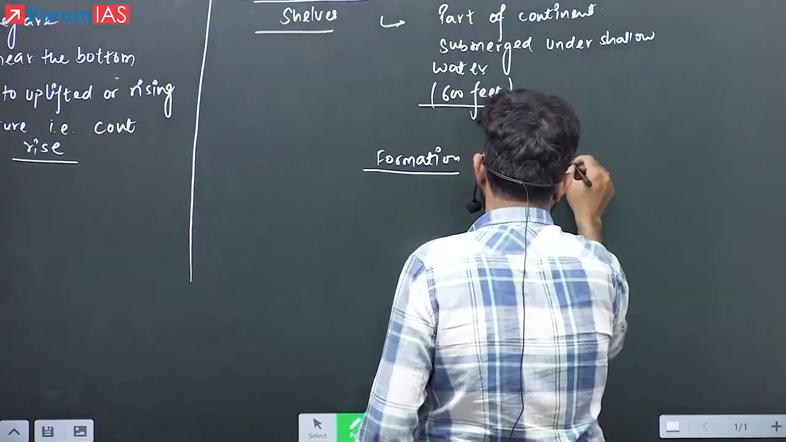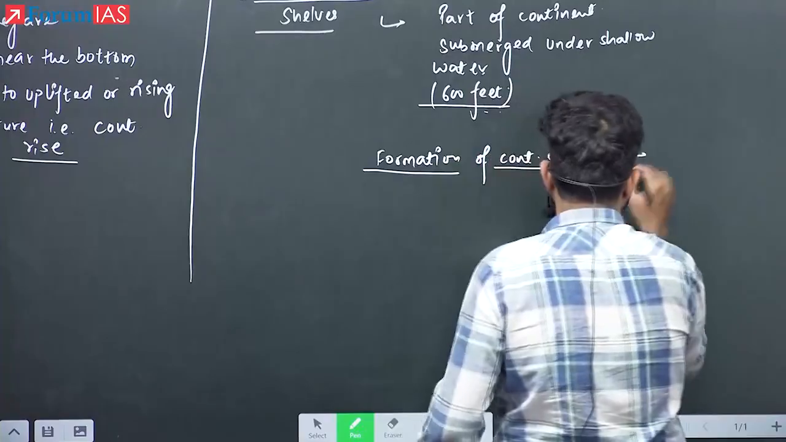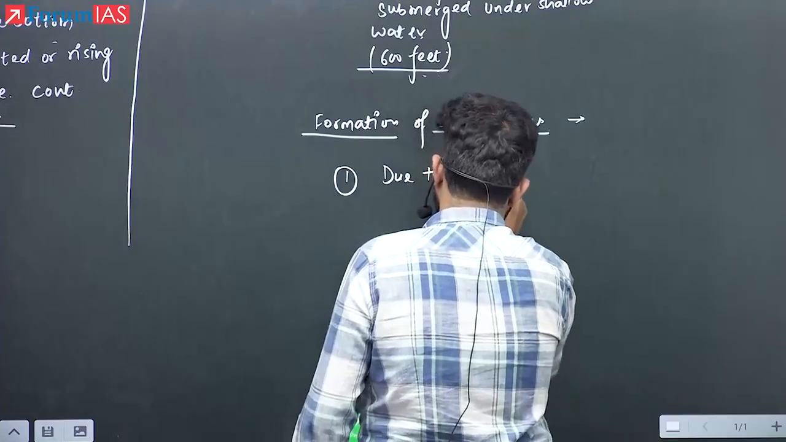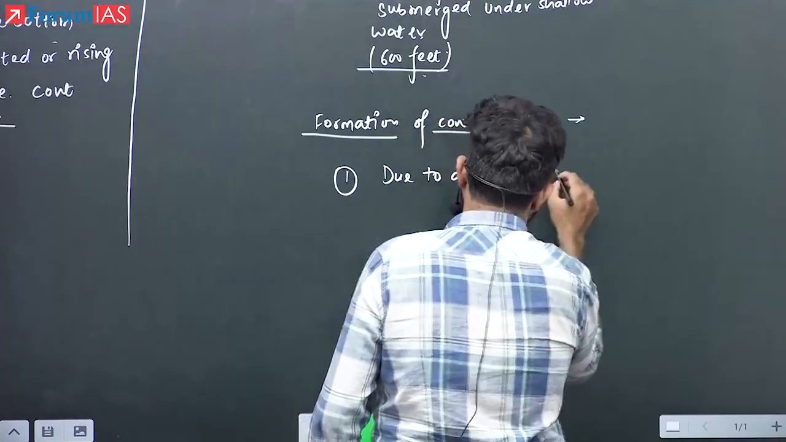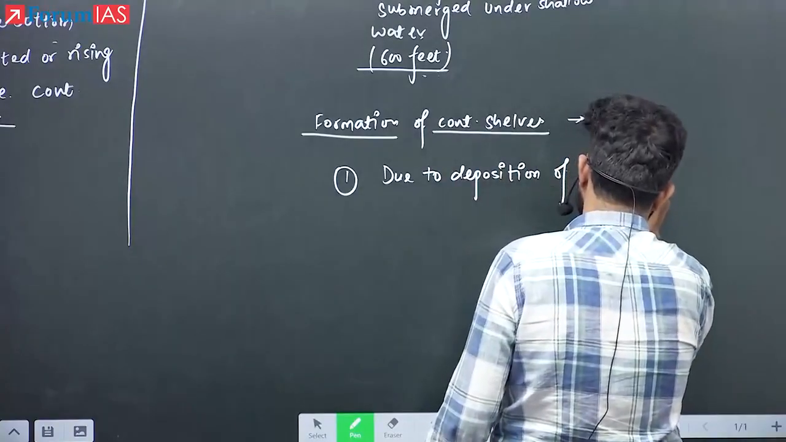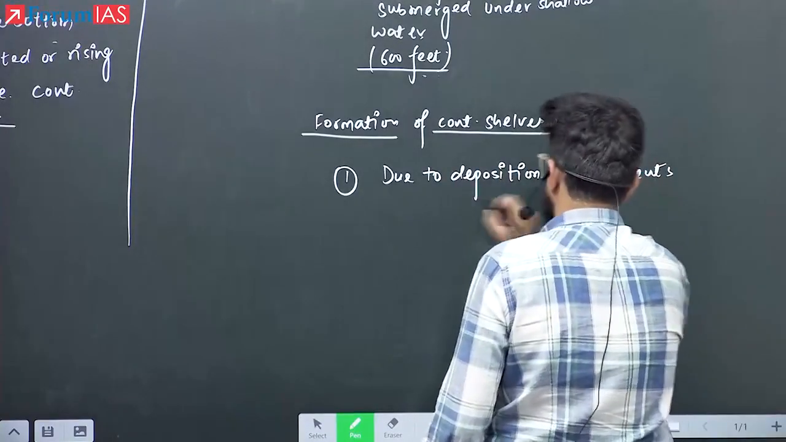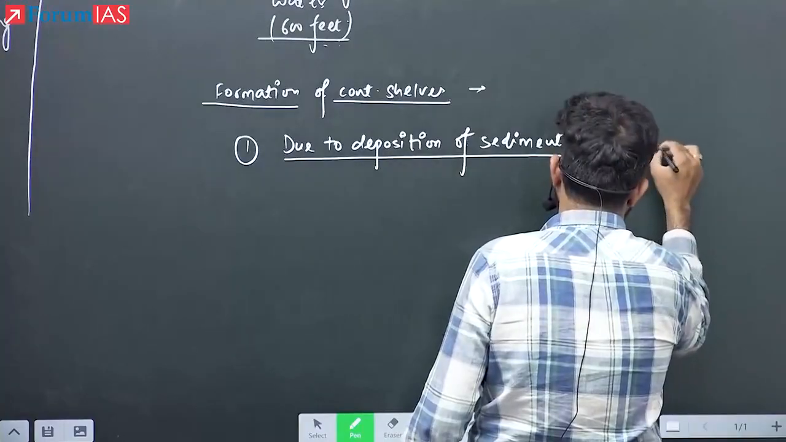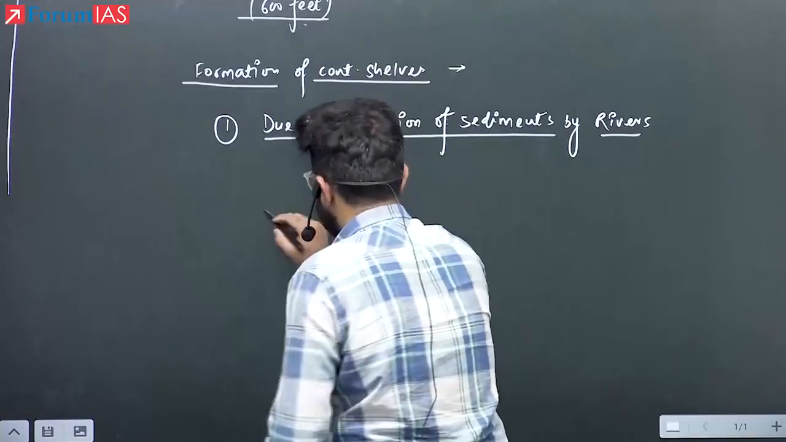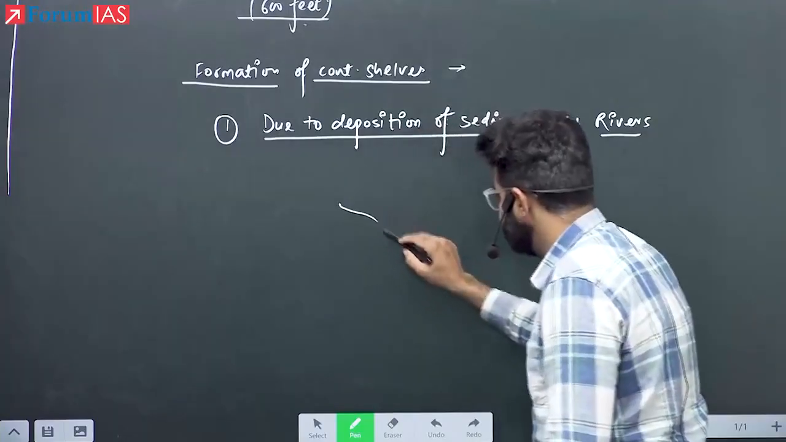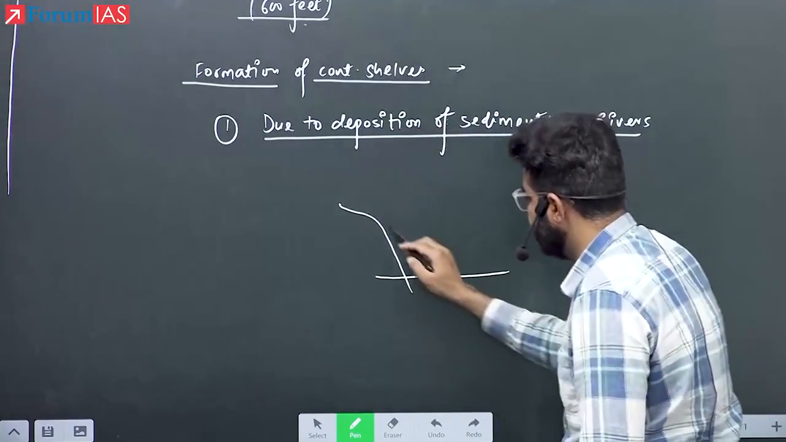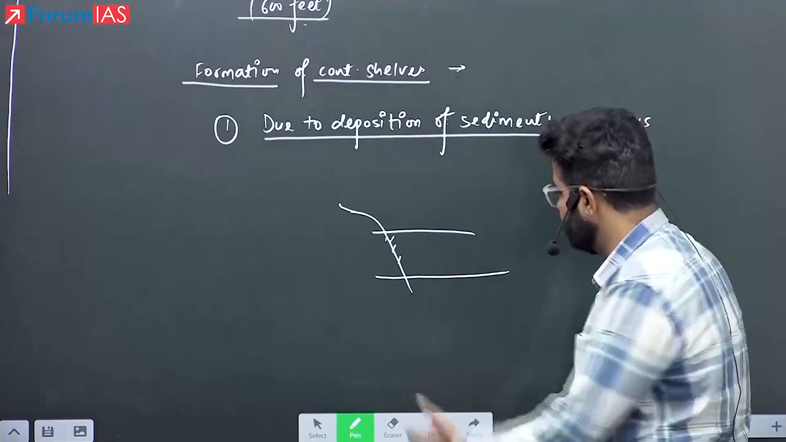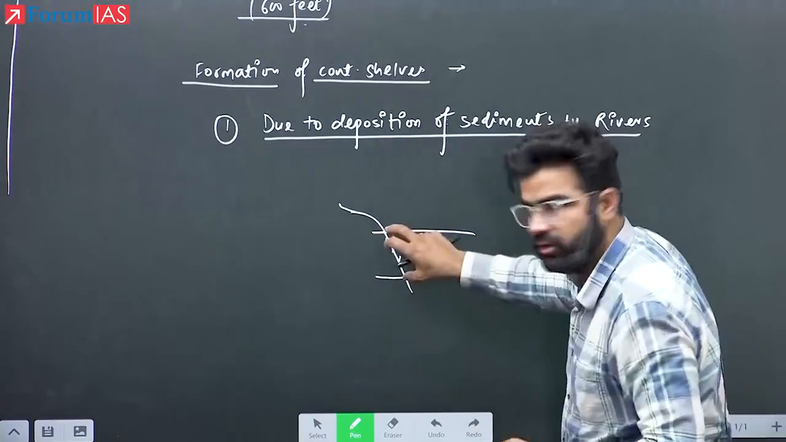Formation of continental shelves. Number one, due to deposition of sediments, due to deposition of the sediments by especially rivers. So what happens is, for example, see here, everyone. For example, this was the continent and which was going down directly in the ocean in this way. Can I say here you do not have a continental shelf? Yes or no? Yes, we do not have any continental shelf because here it is only continental slope.